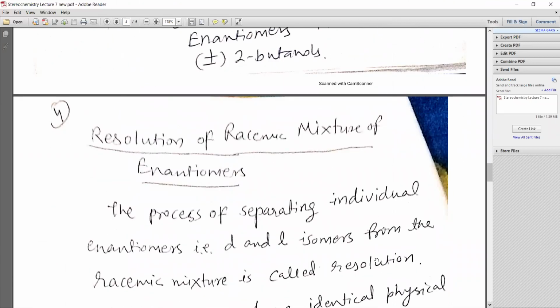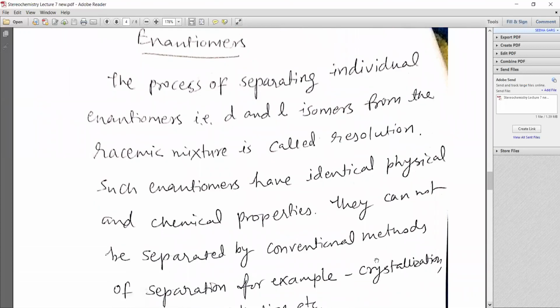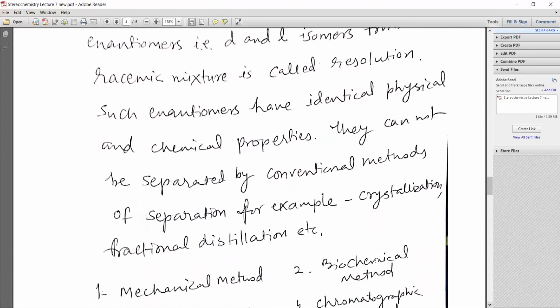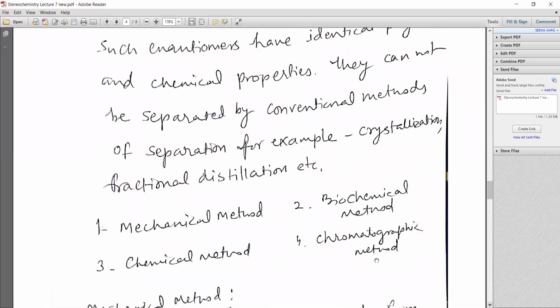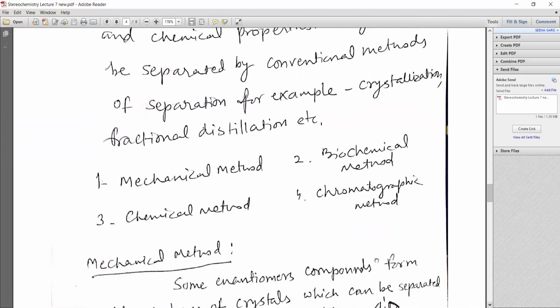Resolution of racemic mixture of enantiomers. The process of separating individual enantiomers, that is dextro and levo isomers, from the racemic mixture is called resolution. Such enantiomers have identical physical and chemical properties. They cannot be separated by conventional methods of separation, for example, crystallization, fractional distillation, etc. So there are four methods usually used for separation of enantiomers: mechanical method, biochemical method, chemical method, and chromatography.